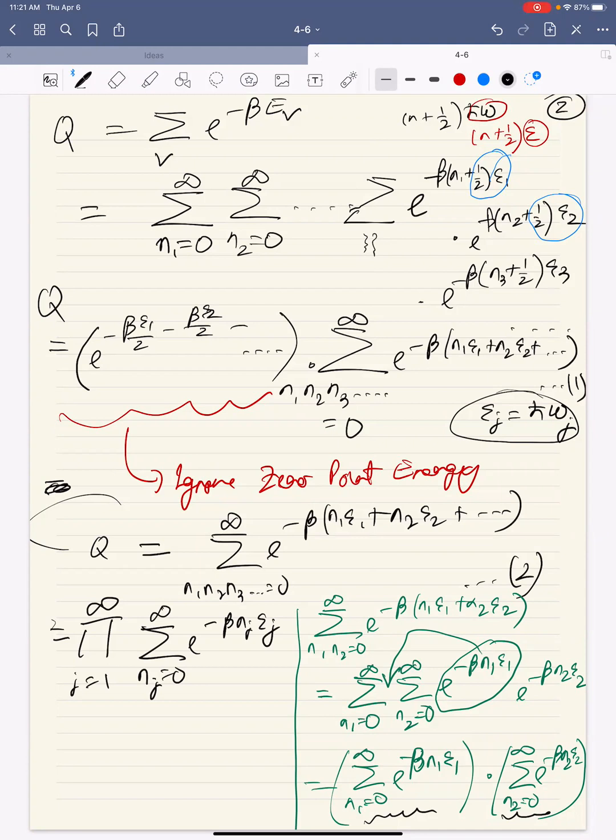Yeah, but why? Isn't how you wrote it in number 1 a sum of products? Not a product of sums. I agree that it should be a product of sums.